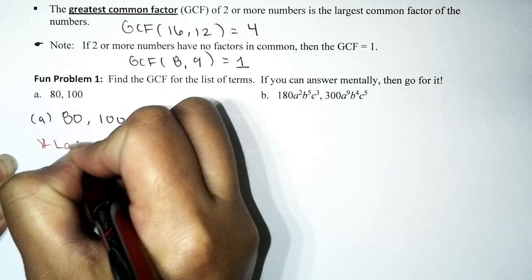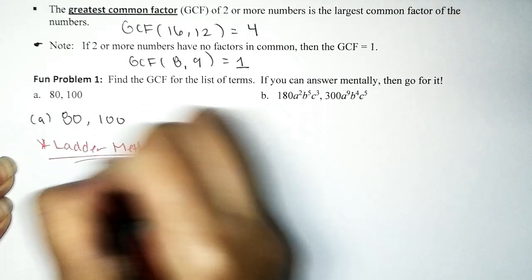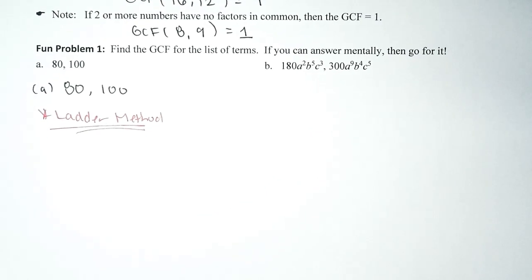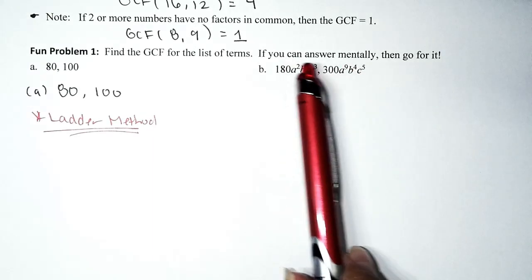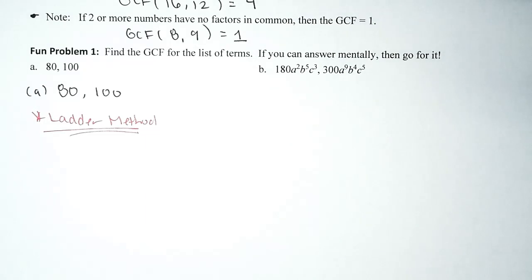How does that work? I'm going to explain the technique as we do the solution. Again, if you can answer mentally, then go for it. We're given the green light to just spit out the answer because it says if you can answer mentally, then go for it. But if we don't have that disclaimer, then you need to show me some work.